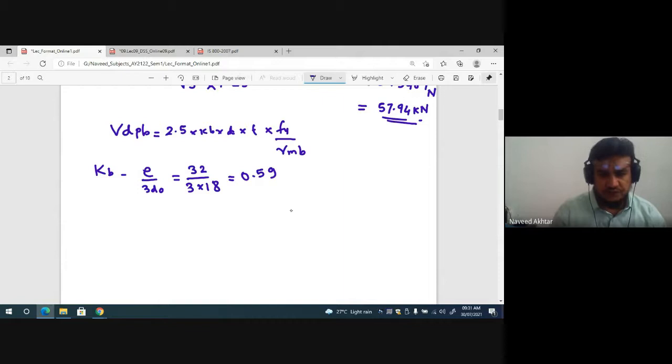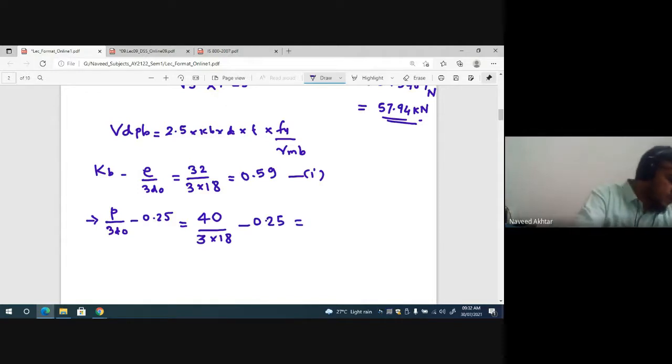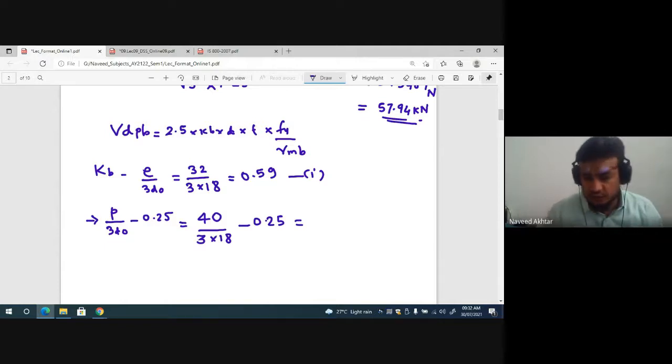So this is the first value. Now you find out the second value, which is P upon 3d0 minus 0.25. P is given as 40 mm, divided by 3 into 18, minus 0.25. You solve this: 3 into 18 is 54, 40 divided by 54 will be 0.74, minus 0.25, it is coming 0.49, 0.4907. Okay, this one is the second value of kV.